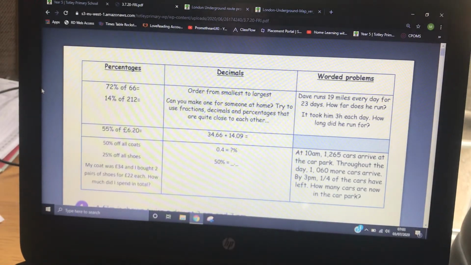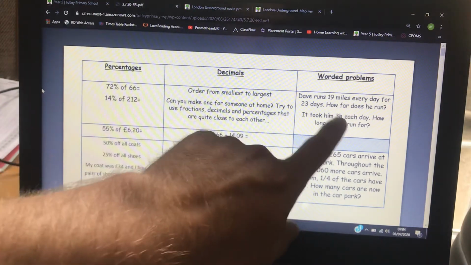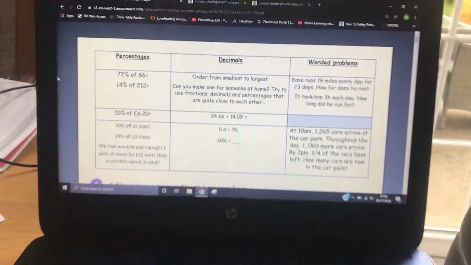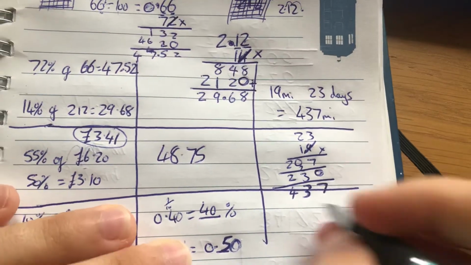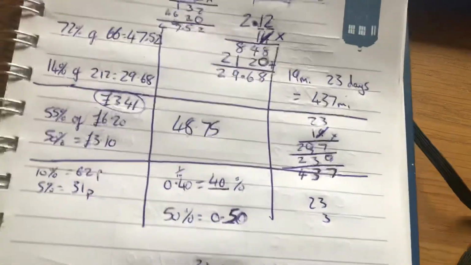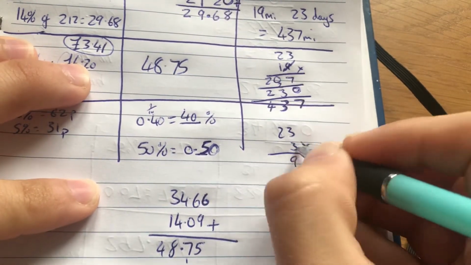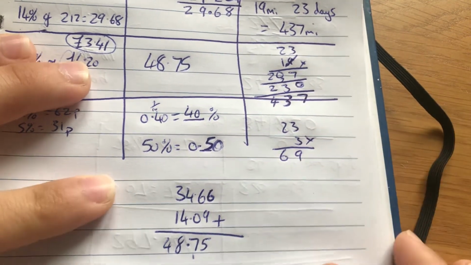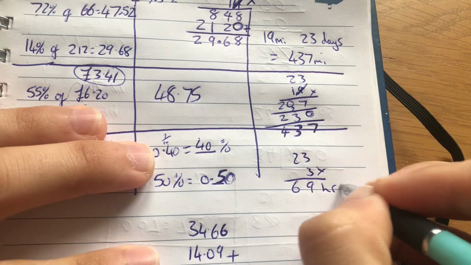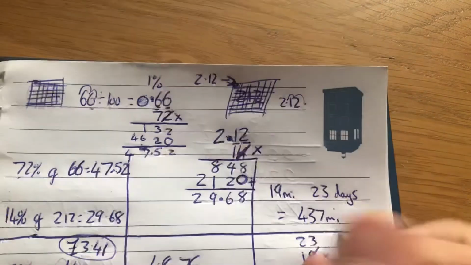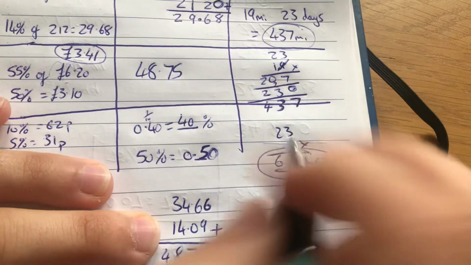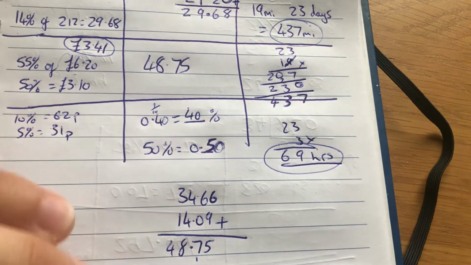It took him 3 hours each day. How long did he run for? It's talking about the days, isn't it? So it doesn't matter that I've just found how many miles it took him. So he did 3 hours every day for 23 days. So now I just need 23 times 3. 3 times 2 is 6, 2 times 3 is 6. So he ran for 69 hours altogether. Okay, so he ran for 437 miles, and it took him 69 hours. Whew, a lot of running.